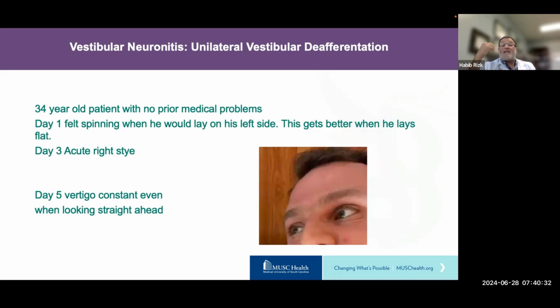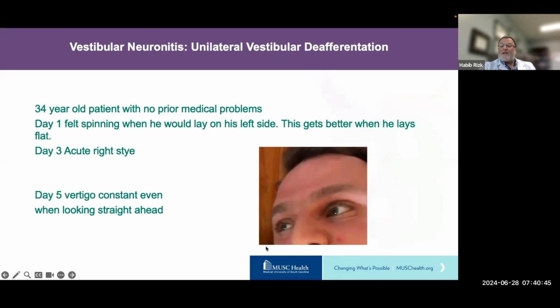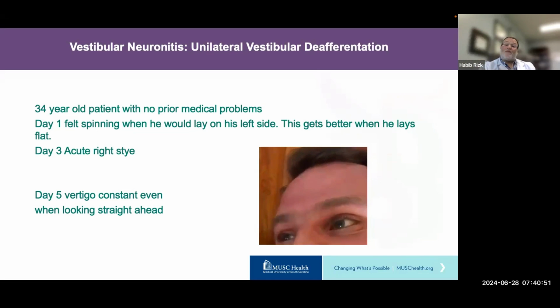The first day, I felt spinning when I would lay on my left side. That would get better when I laid flat. I thought I was having BPPV. It's only by day 5 that vertigo became constant, even when looking straight ahead. And I developed the typical symptoms with a left beating nystagmus in all directions of gaze, even when I was looking toward the right side, the affected side.